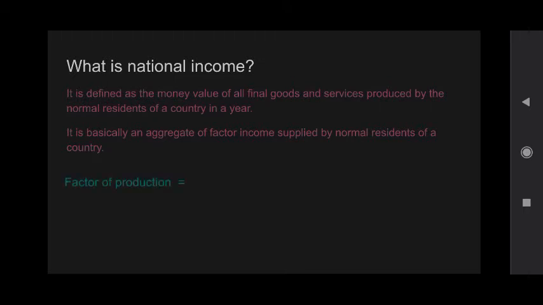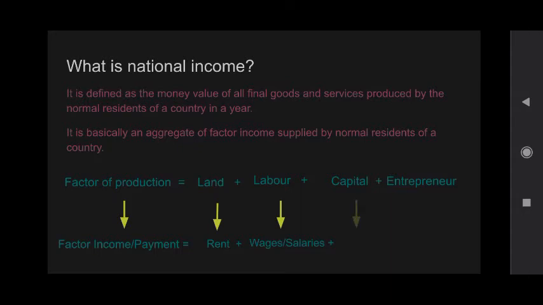Now we know this fact that there are four basic factors of production. They are land, labor, capital, and entrepreneur. Now these four factors of production generate factor income. So on land we get rent. To the laborers, the wages and salaries are being paid. The capital earns the interest, and the entrepreneur gets the profit. So there are basically four factors of production, and these four factors of production generate four factor income.